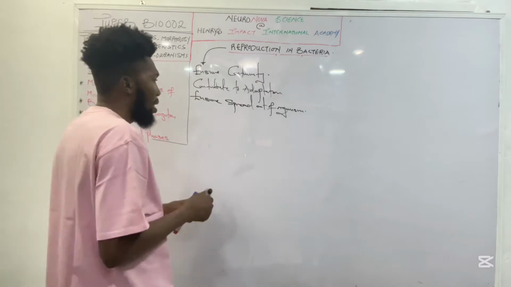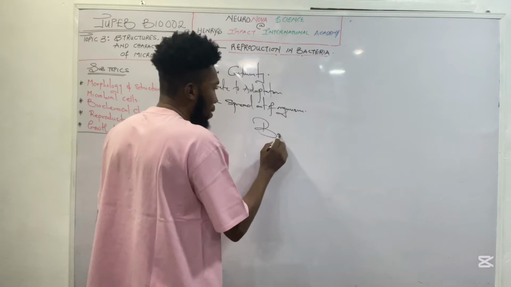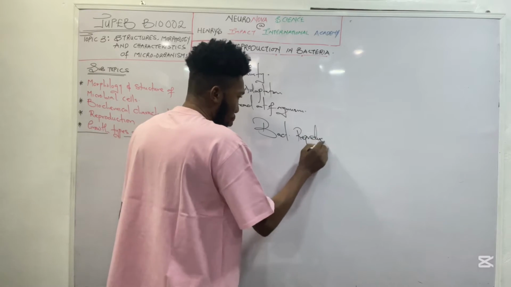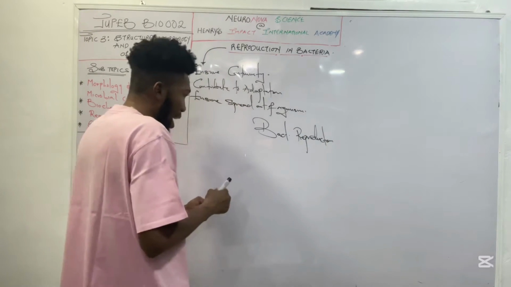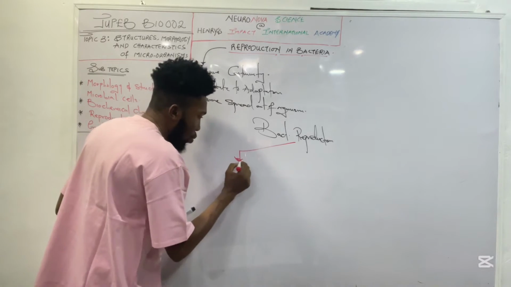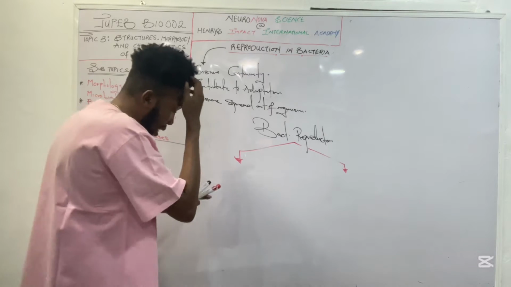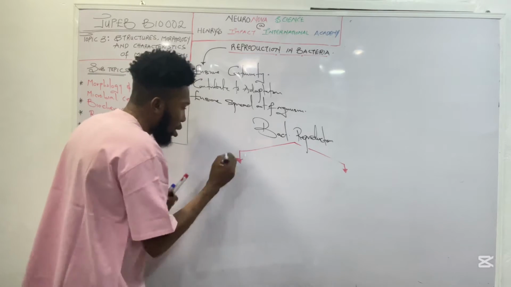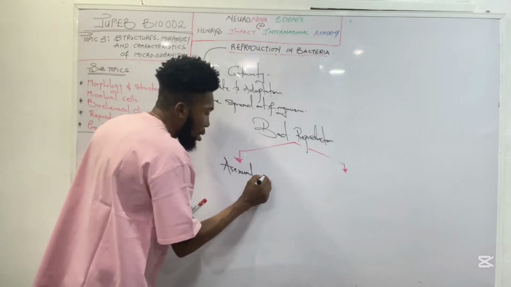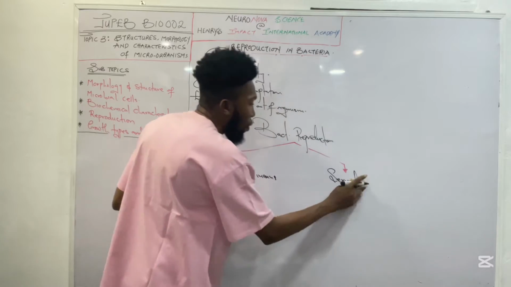Now, reproduction in bacteria will be divided into two major parts, right? So bacteria can reproduce via sexual or asexual means. We have to note that. So bacteria can reproduce via asexual means and sexual means. So we're looking at the asexual means, and then we'll have the sexual means of reproduction.